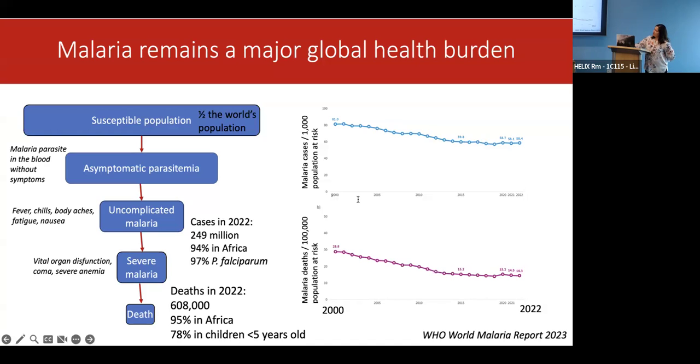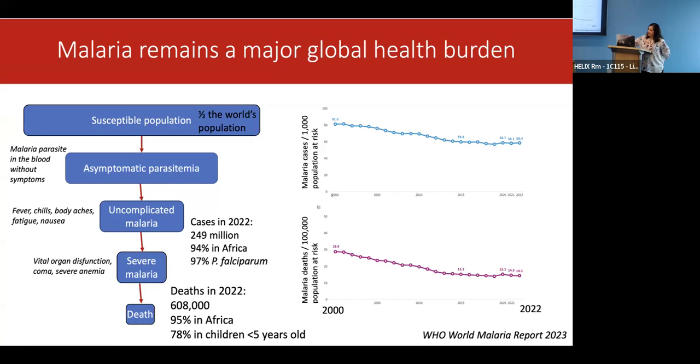But as you can see in this diagram over here, this is actually just kind of the tip of the iceberg, because actually there are more cases out there. And this is part of the reason why it's so difficult to eliminate, is because many people can carry these parasites asymptomatically, and they can not be affected and transmit parasites.